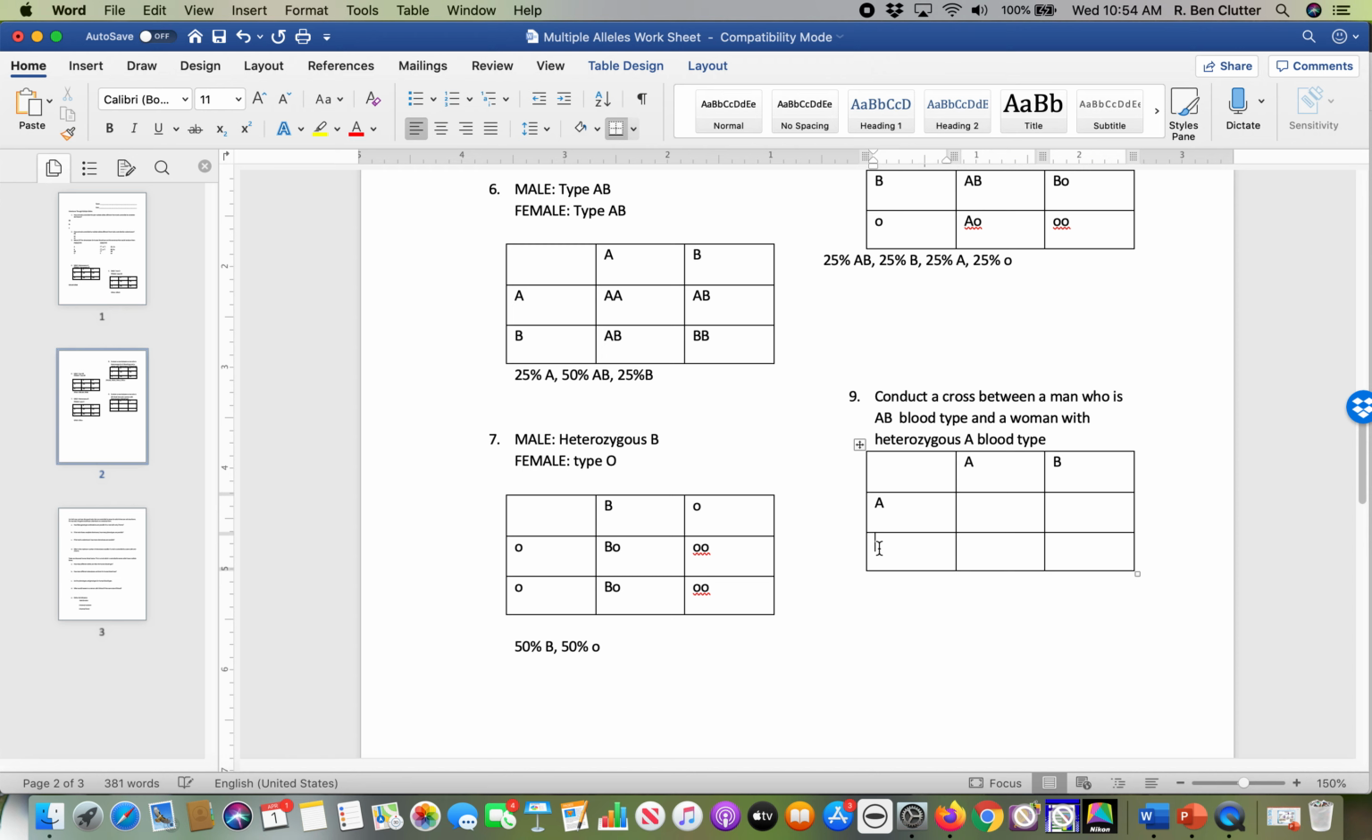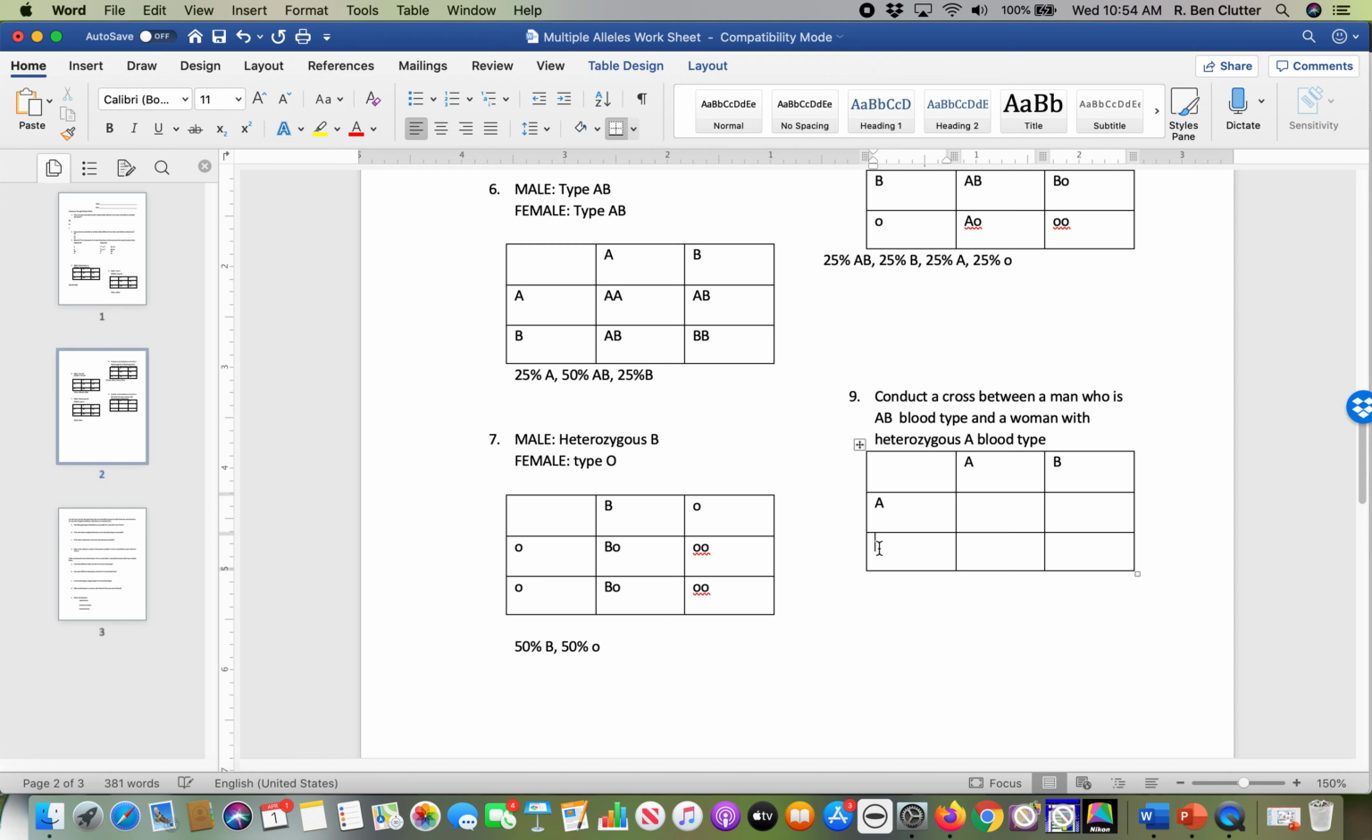So here we have AA, here we have AB, here we have AO, and here we have BO. All right. Now here's where students make the mistake. What are your results? How many individuals, or what percentage will have type A blood? And actually right there, that's a mistake. Answer the question. So I have a lot of students tell me that 25% have type A blood or 25% have AA.